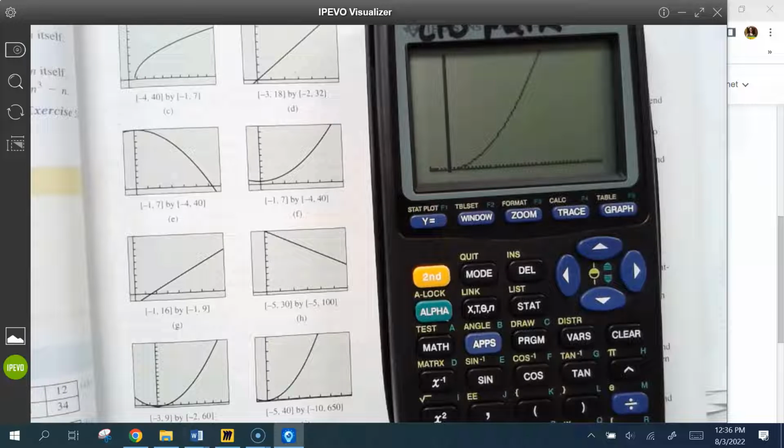If you started with the tables, it's a whole lot harder because you have to put them in stat plot and all. Yes or no? You'll have to speak up. Okay. What else on your homework?